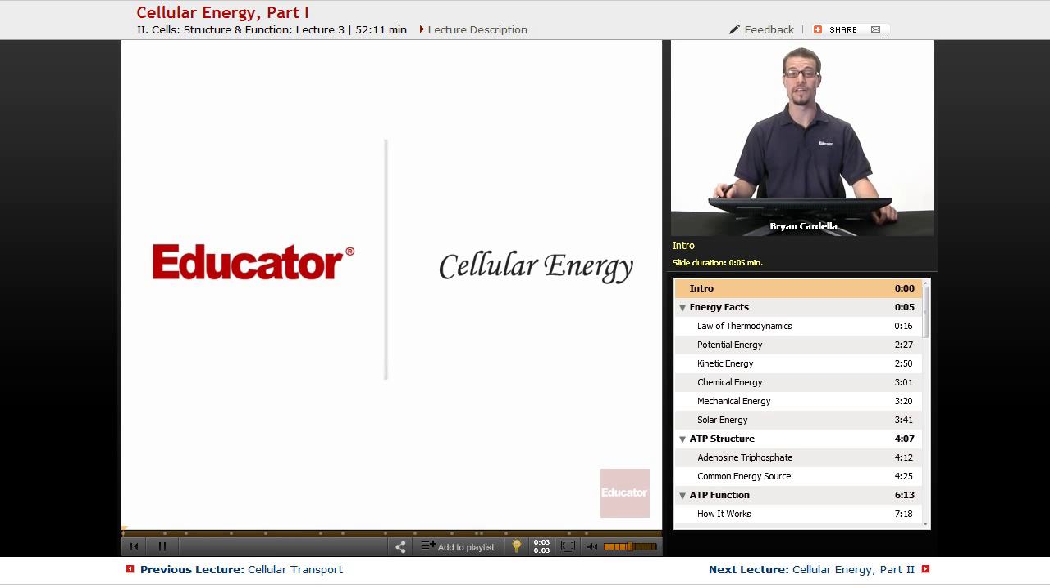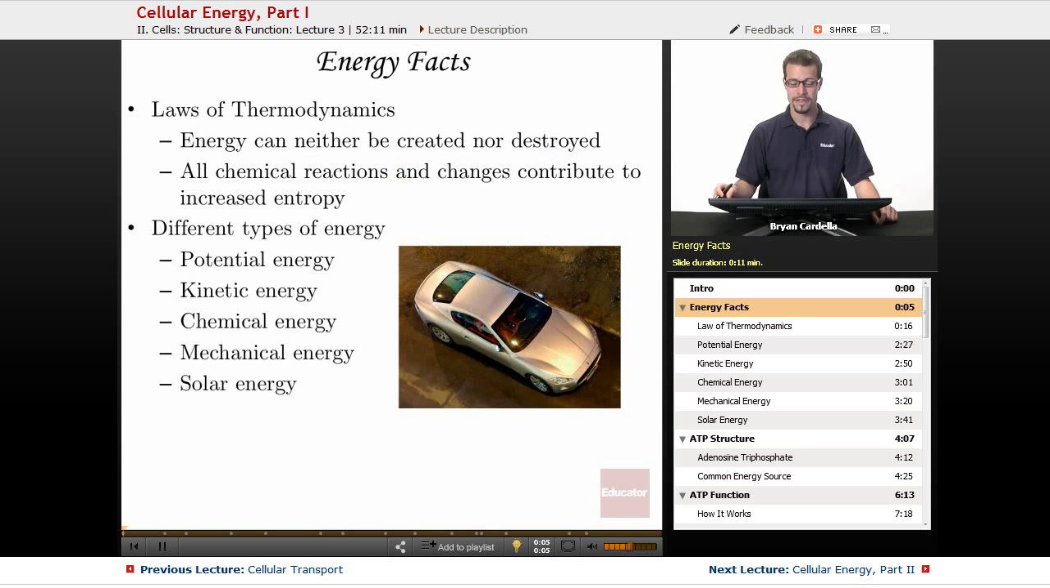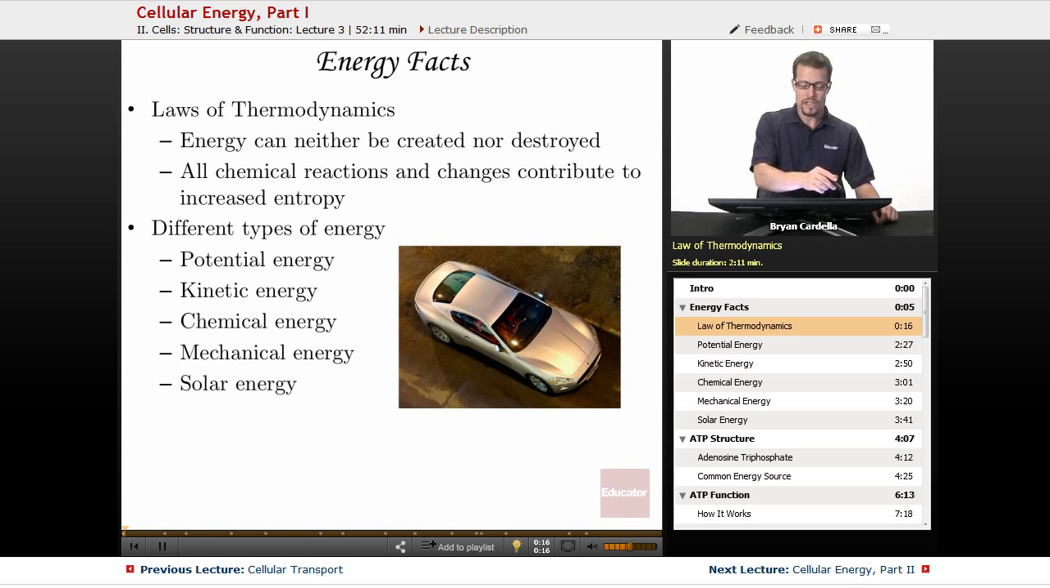This is the lesson on cellular energy. Some facts we should go over before continuing into a lot of the details about energy in cells are some laws of physics that have to do with energy, important things to keep in mind. The laws of thermodynamics, there are a couple main things we need to know. First off, energy can neither be created nor destroyed.